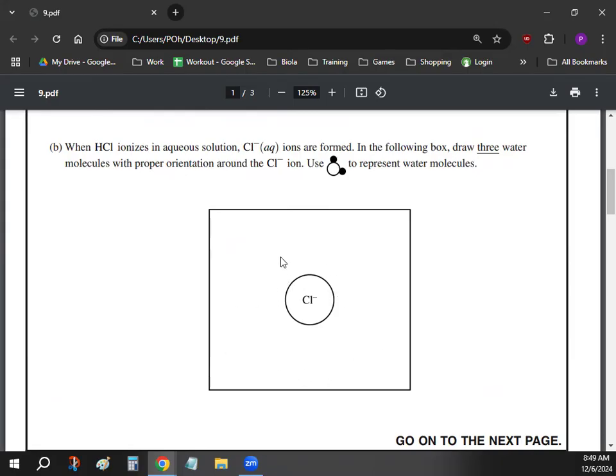But I want you to take a second to see if you can do what the question is asking you to do. You're going to draw 3 water molecules, and you're going to draw them in the proper orientation based on what you know about intermolecular forces around Cl minus. Okay, so take about a minute or two to do that. If you finish early, check with the person next to you, compare answers, and then we'll go over it together in about 2 minutes.